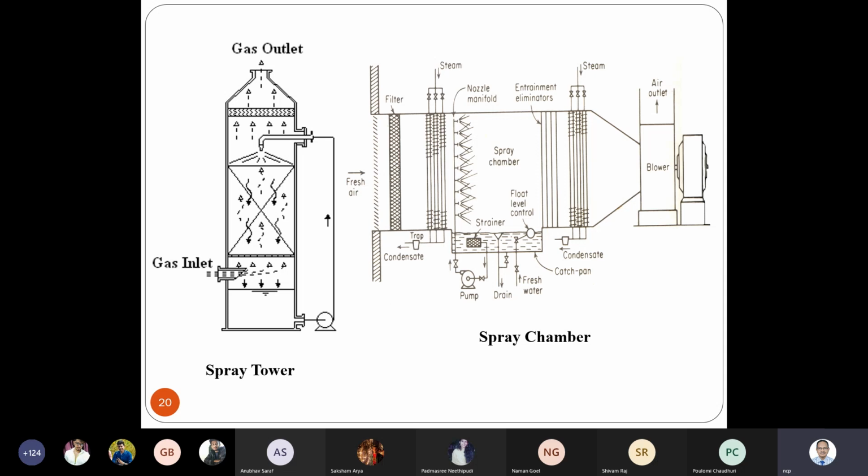This type of gas liquid contactor is used in flue gas treatment, and not only that, even for cleaning of gas, for dust particles and those kinds of things.